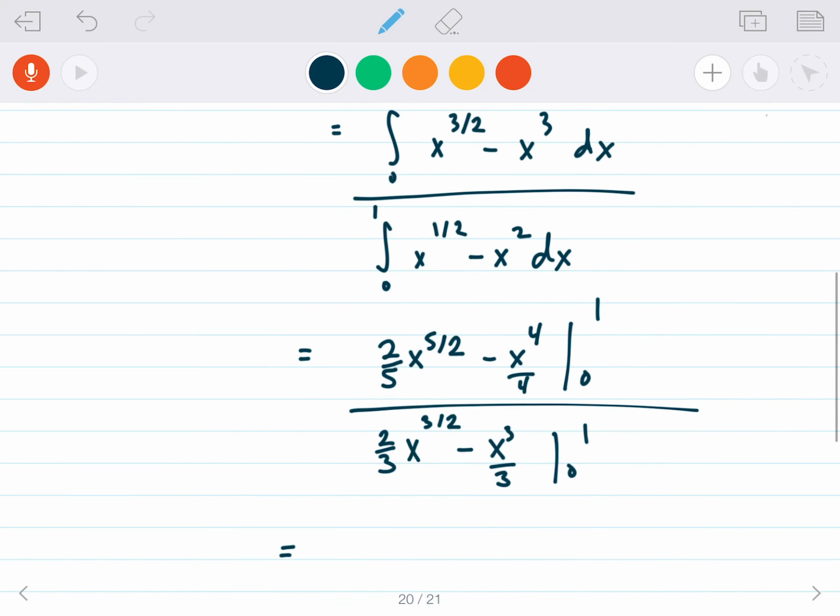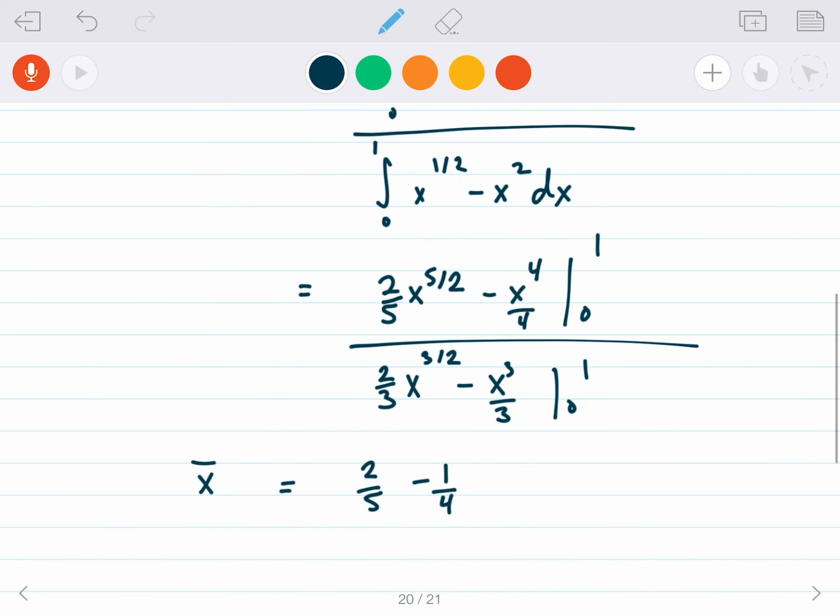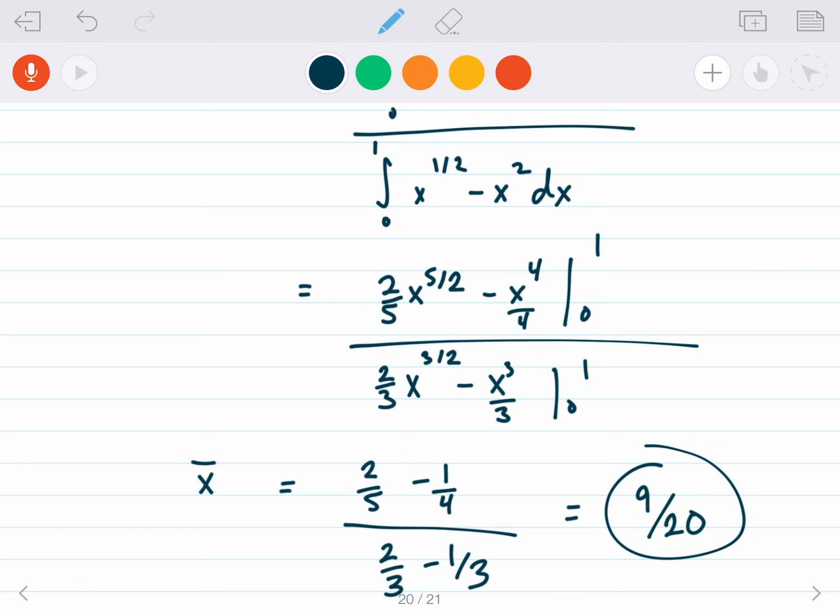Okay, so if I plug in 1 into the top function, I get 2/5 minus a fourth on top. And again, this is x bar. 2/5 minus a fourth over, on bottom, I get 2/3 minus a third. And when I simplify this, I get 9 over 20. Okay, so that is the x component of my center of mass.